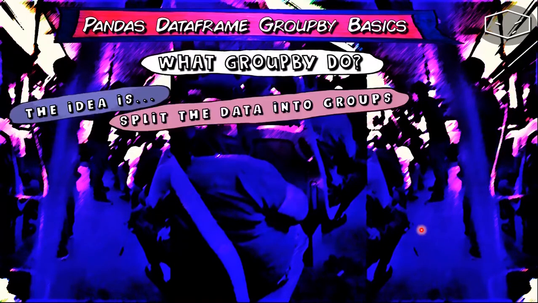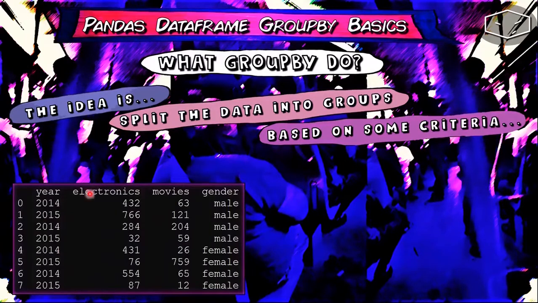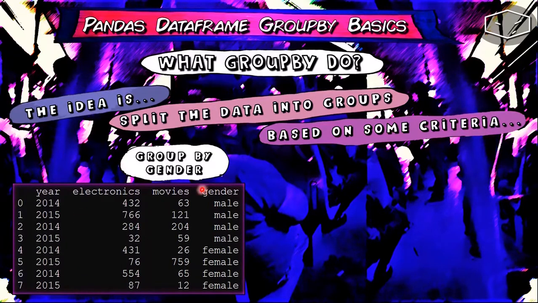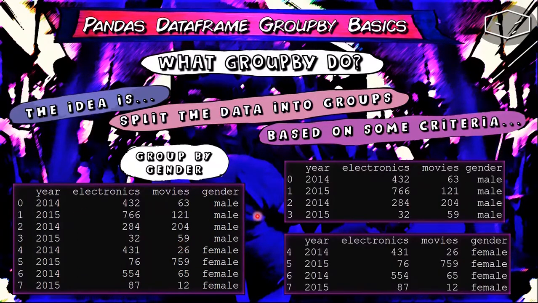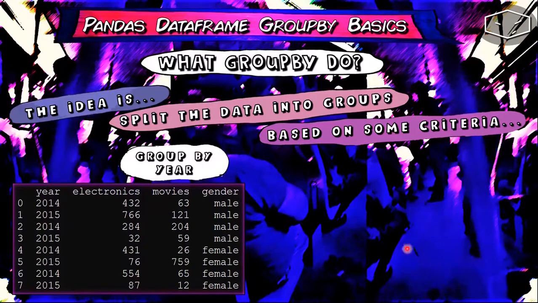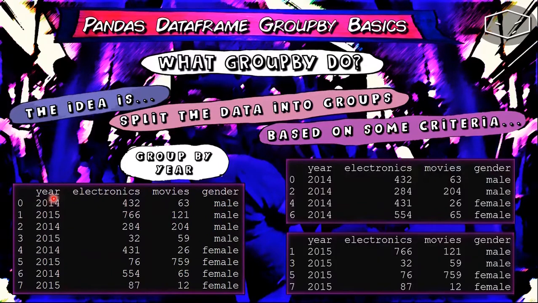The idea is to split the data into groups based on some criteria. For example, we have this data frame, and let's imagine that we want to group by gender. It will generate two groups: the first one for male, the rows that have male gender, and the second one for female. Now let's imagine that we want to group by year. Instead of the gender, it will be the year, so it will generate two different groups, one for 2014 and the second one for 2015.